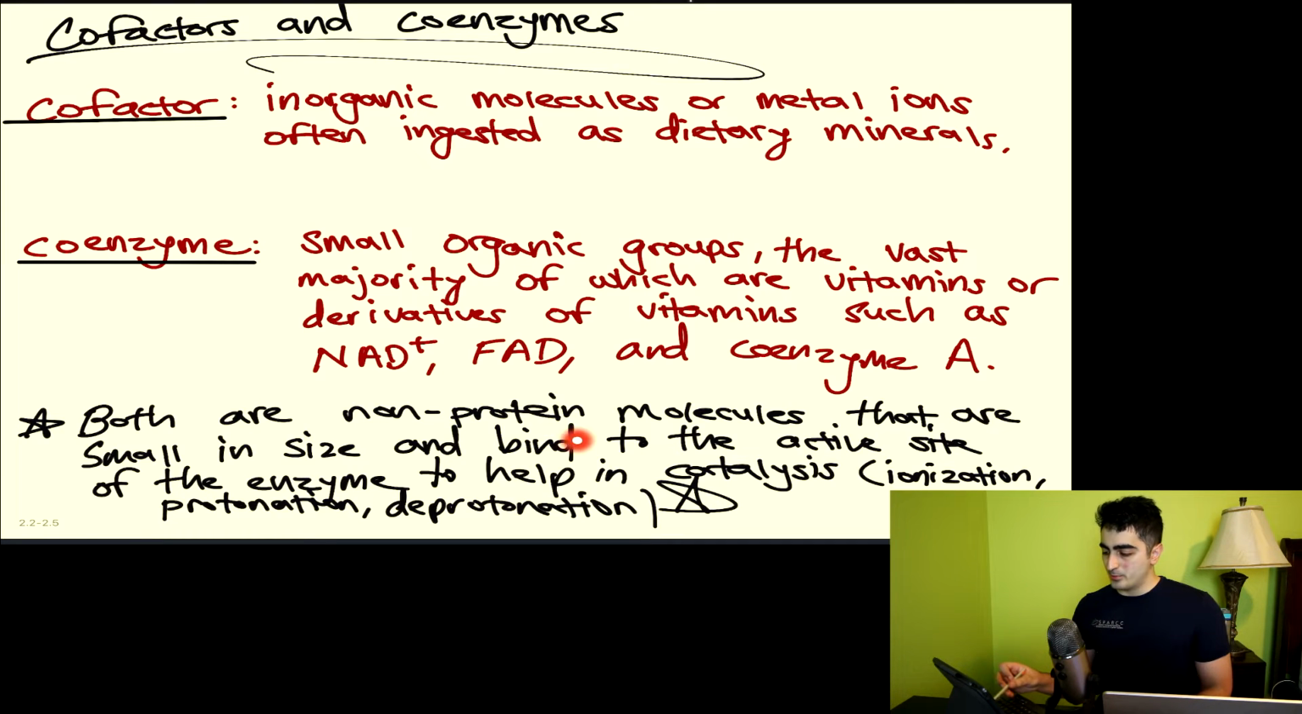Now, both are non-protein molecules that are small in size and bind to the active site of the enzyme to help in catalysis. And catalysis is basically just what the enzyme's doing, its action, its chemical reaction, right? So ionization, protonation, deprotonation, enzymes do a lot of things. And we'll see that down the line. When we talk about some of the pathways of glycolysis and the citric acid cycle, it's going to be super fun. It's going to be amazing.